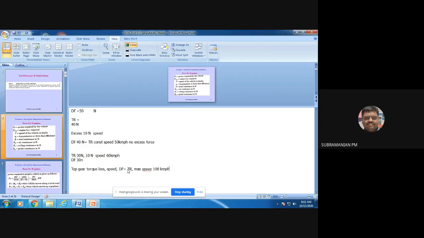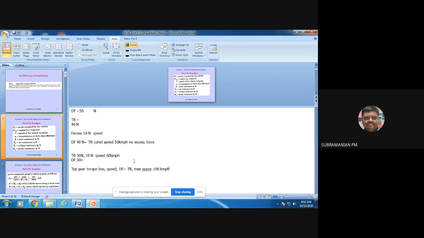Again, if I'm traveling on a road and total resistance increases, what will I be doing? I'll be coming from top gear to third gear, in order to meet the road load characteristics, that is, resistance. If the resistance is more, I have to come to a lower gear, that is, from fourth gear to third gear.